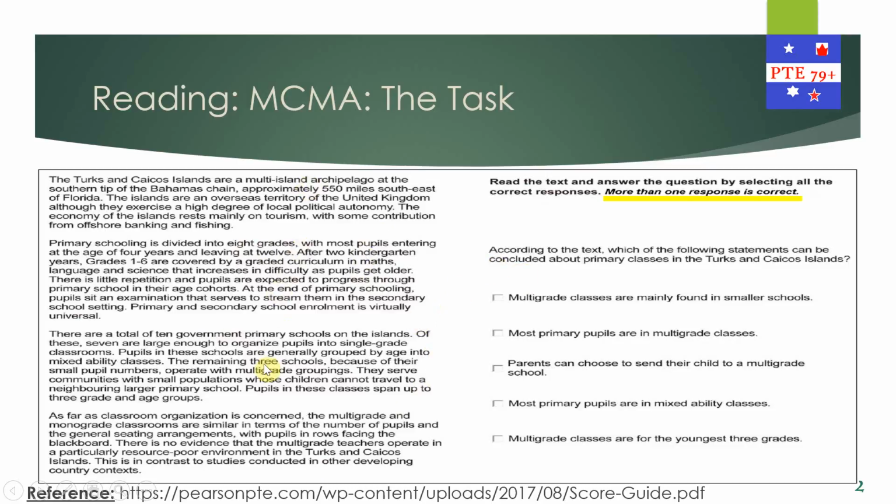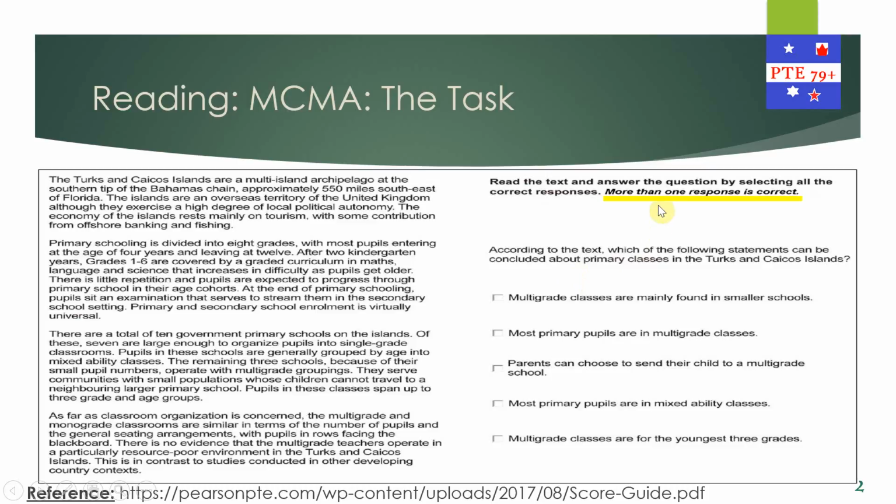You'll be given a text. It's a lengthy text. It will be about 300 words, up to 300 words. And then there will be a question and some options. These options can be 5 to 7, 5 options or 7 options.